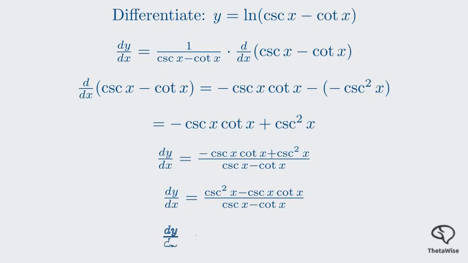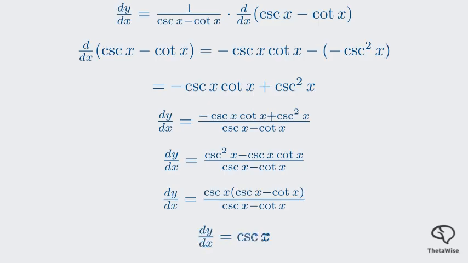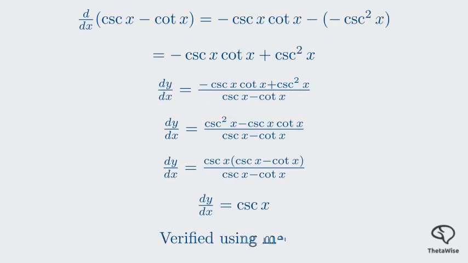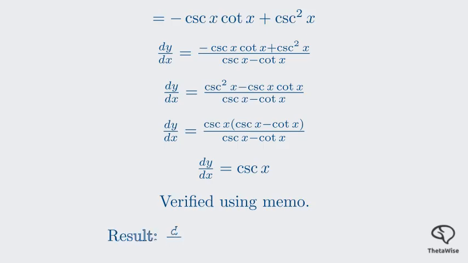Similar to the last example, we can simplify this by factoring the numerator. Factoring out a cosecant x from the numerator gives us cosecant x times the quantity cosecant x minus cotangent x, which is exactly the same as the denominator. The numerator and denominator cancel, and we are left with another simple result. The derivative of ln of cosecant x minus cotangent x is just cosecant x.